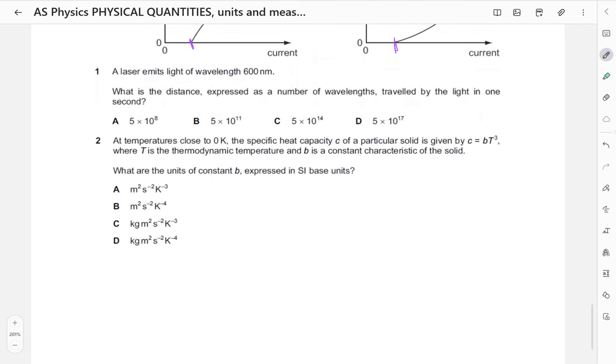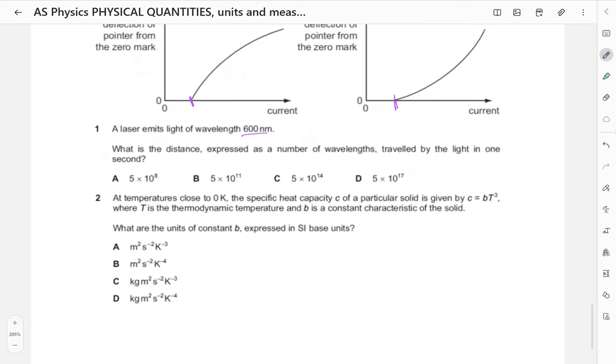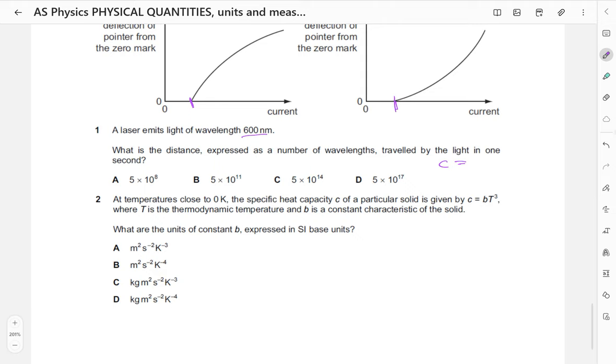A laser emits light of wavelength 600 nanometers. What is the distance expressed as the number of wavelengths traveled by the light in 1 second? Distance. So time is 1 second. We know that the speed of light from a laser is 3 × 10⁸. The time is 1 second. We know that frequency is equal to speed divided by wavelength, or frequency is speed over wavelength.